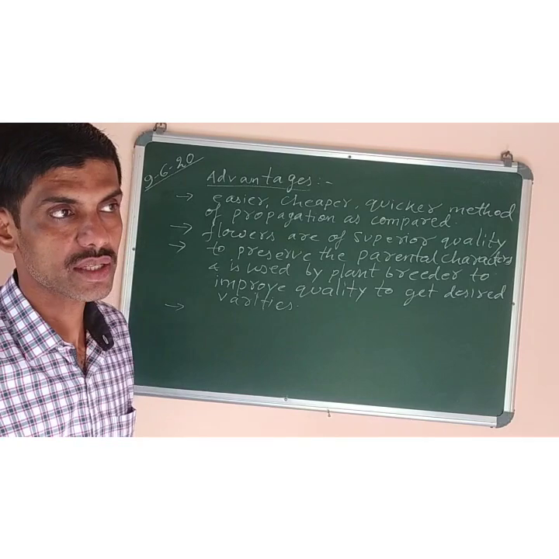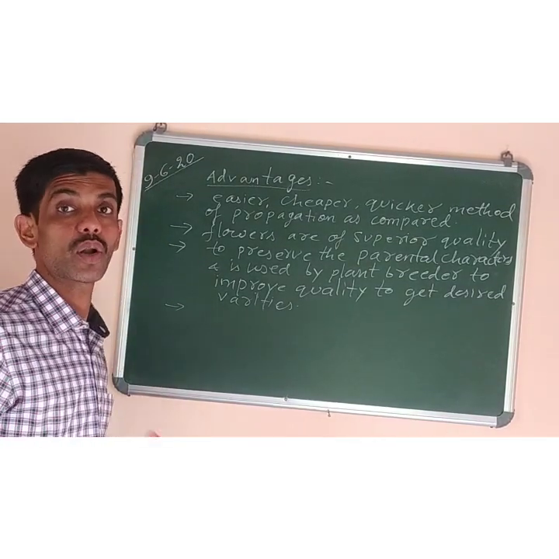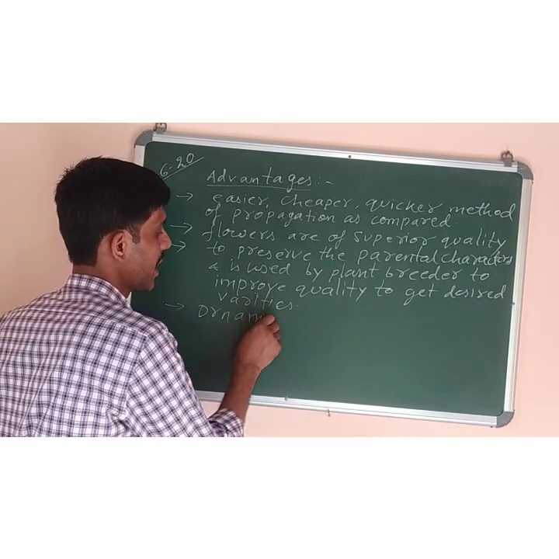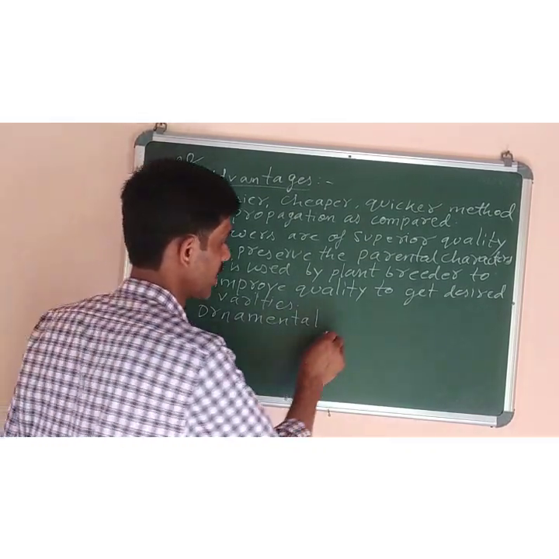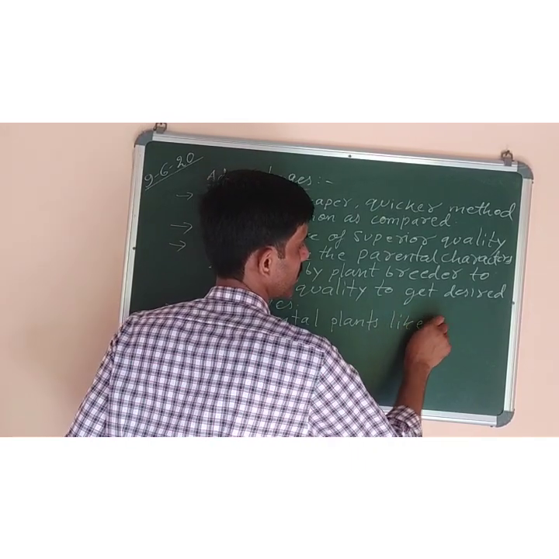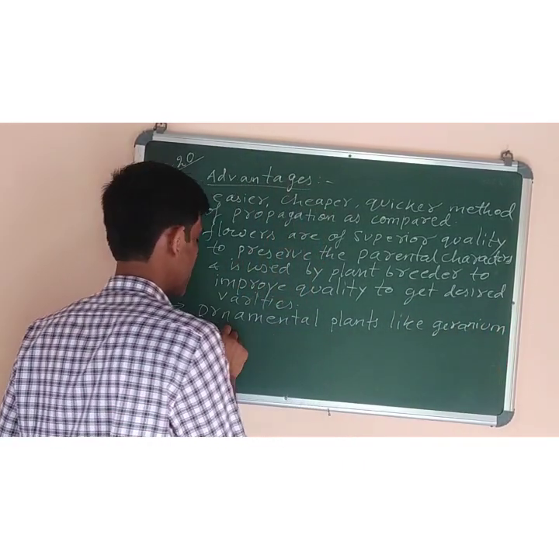And most of the plants which are used for decoration purpose are called ornamental plants. So ornamental, what does it mean? Decorative, the one which is used for decoration. Ornamental plants like geranium is grown by this method.